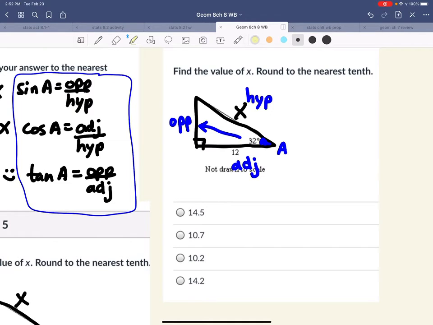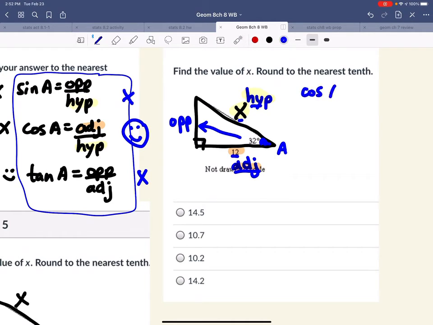I have x as my hypotenuse, so I like this. And I don't like tangent because it's not using that hypotenuse. And what else do I got? Well, I got adjacent side is 12, so I like that. But this one doesn't have an adjacent side, so this is the one I want. Why do I want it? Because it has the adjacent side as 12 and x is the hypotenuse, so I have something to plug in for cosine.